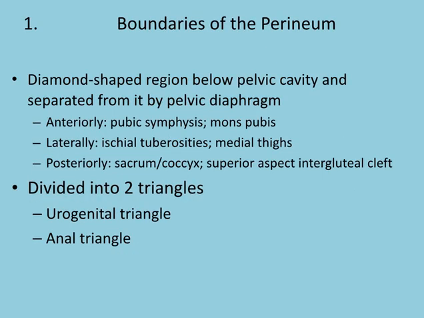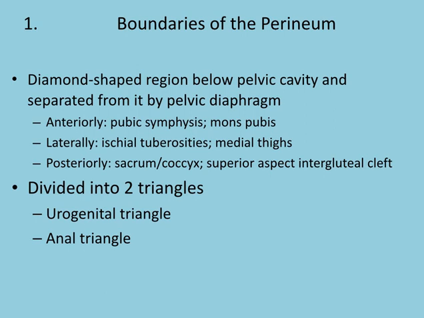Alright, so the boundaries of the perineum. So first of all, what is it? It's a diamond-shaped region just below the pelvic cavity, or just inferior or external to the pelvic cavity. It is separated from the pelvic cavity by the pelvic diaphragm, or the levator ani, that group of muscles.